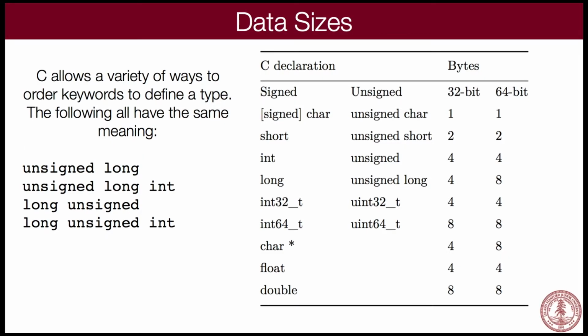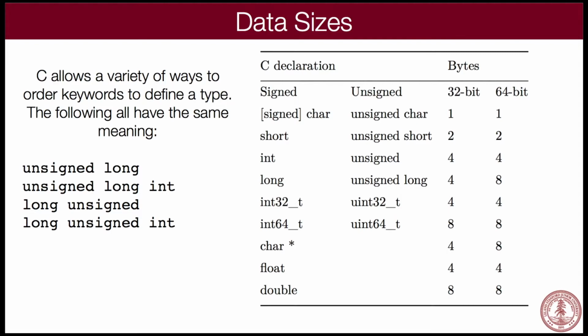You can write these many different ways, as it turns out. You can say unsigned long, which means the same as unsigned long int, which means the same as long unsigned, which means the same as long unsigned int. So confusing. Normally, we leave off the int if there's something else there, and normally we would just say unsigned long. You'll see it in different ways, but you'll standardize on one or two.